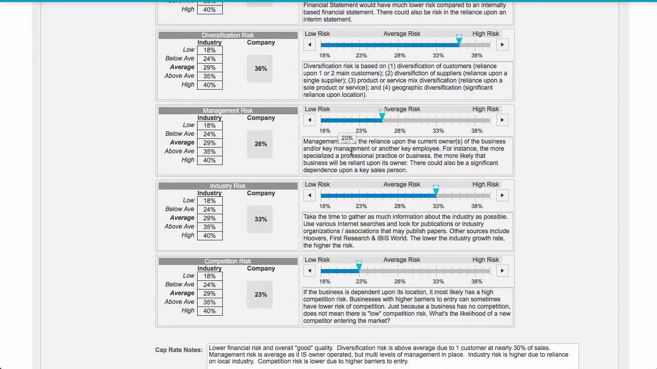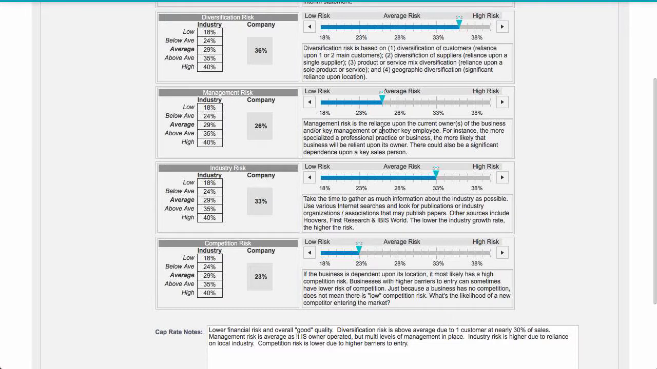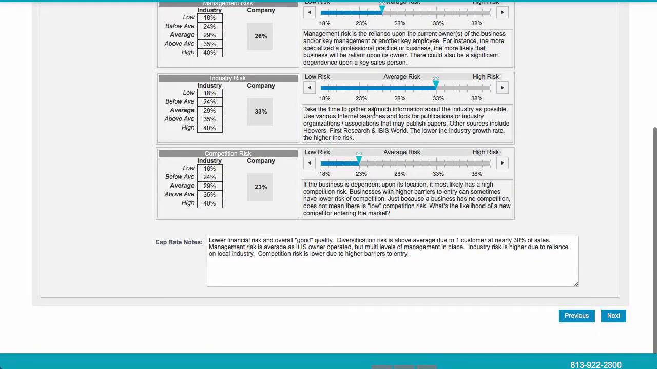Management risk is how dependent the company is on the owner of the company or a key employee. For instance, if you've got a doctor practice or physician's practice that is solely reliant upon one physician, one medical doctor, there's going to be a lot more risk in that practice versus a dental practice or a medical practice that have multiple doctors. In this particular case, we have an owner, but there are also key managers in place, so we have a little bit lower risk. The last two, industry risk and competition risk, are pretty self-explanatory.